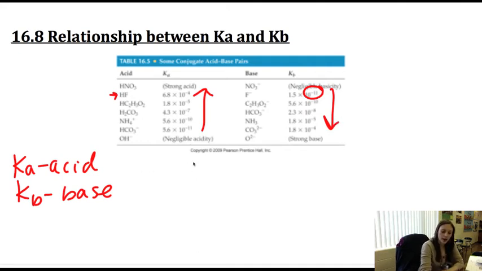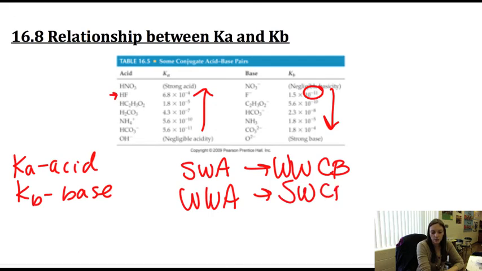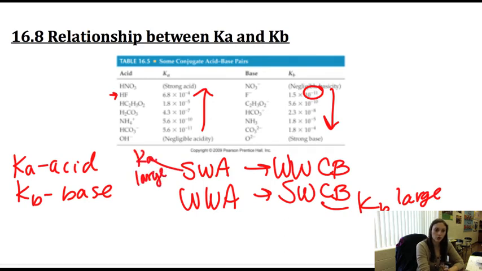So if you have a Ka that is large, I'm going to have a strong acid. That means the other end is going to be a weak conjugate base. If you have a weak acid, then I'm going to have a stronger conjugate base, which means I'm going to have a large Kb.